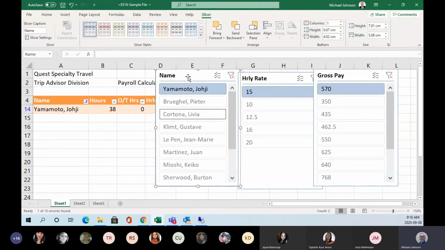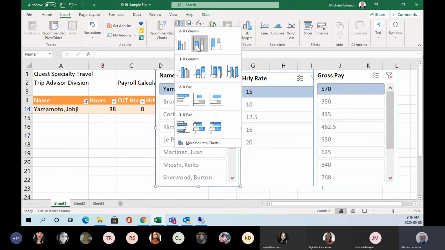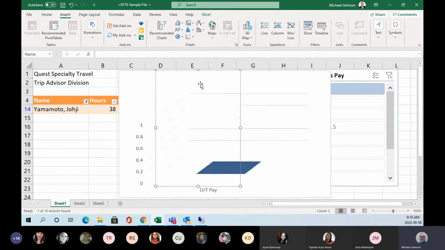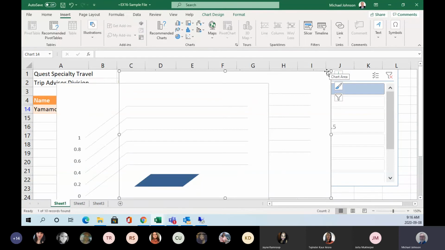So let's create a chart as well. Let's go back to insert. And I'll create one of these charts. Let's create the 3D. Okay, so there you go. So there's my 3D chart. I have two of them here. I don't want the other one.